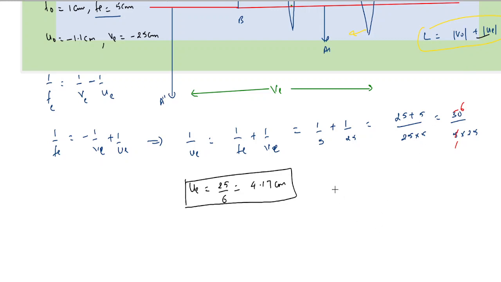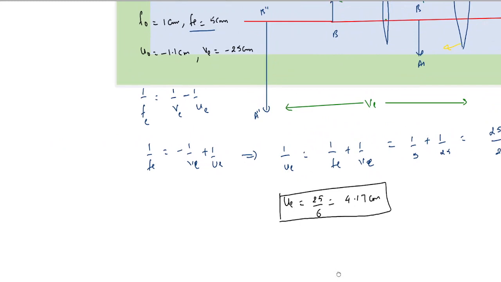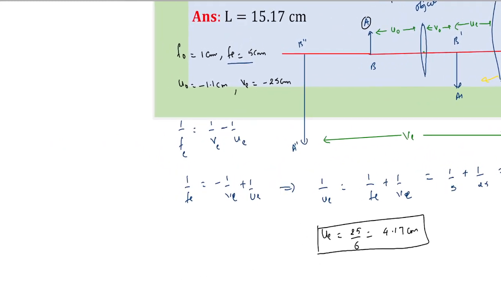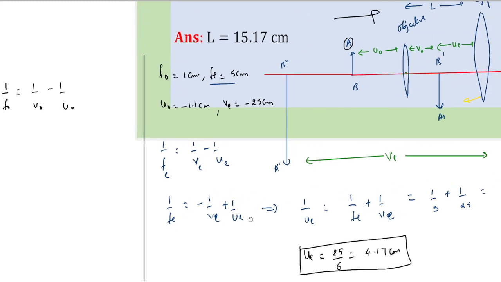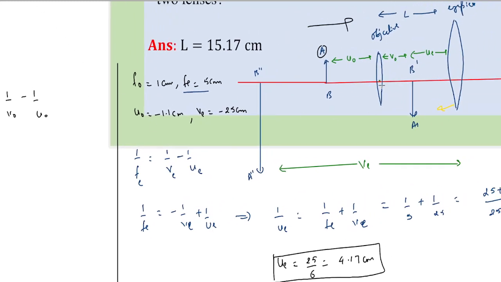Next, we should find V naught. Again, we use the lens equation. From here we can say 1 by F naught is 1 by V naught minus 1 by U naught. But keep in mind that by sign convention, V naught is positive because we are going from the optic center like this to find V naught. So V naught is positive, but U naught is negative as already given here.